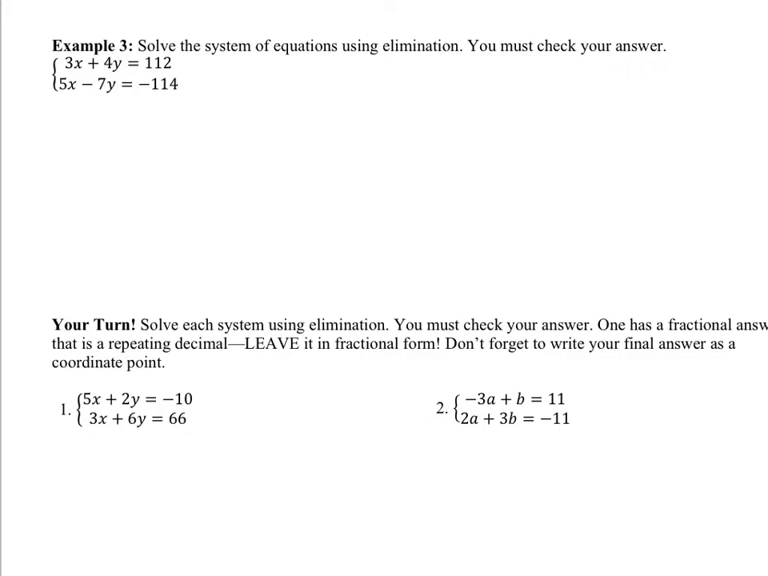So you should know that 15 is a multiple of both 3 and 5. So we want one of these to be negative 15 and one to be positive 15. So it doesn't matter which one you make positive and which one you make negative. So let's go ahead and take that top equation, and we're going to multiply by 5 to get this to be a positive 15x. So remember, we have to do it to both sides and everything.